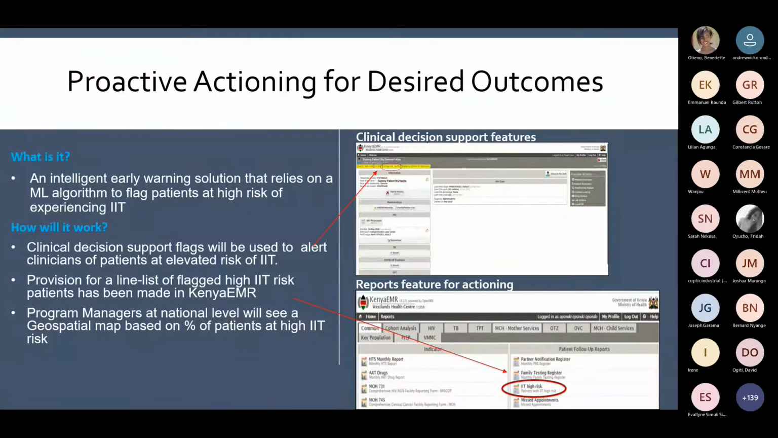I remember last week we had a very interesting statement that from the data, the biggest predictor of future IIT is actually past IIT. And the model actually shows this clearly. Whereas sometimes you would think someone missing an appointment will be a predictor, it is not. And I think the data actually shows this.